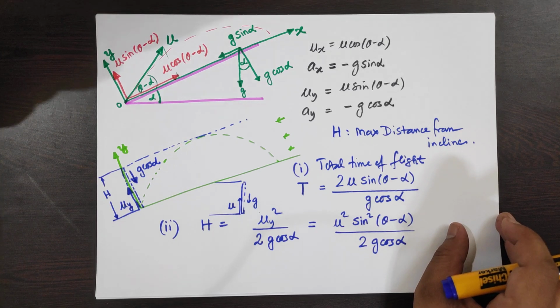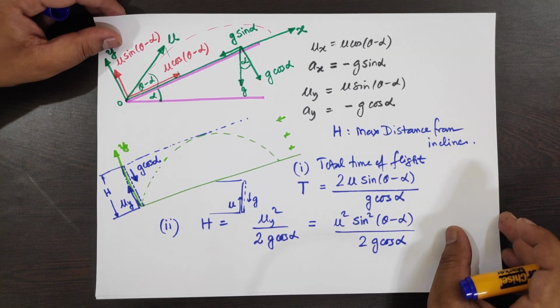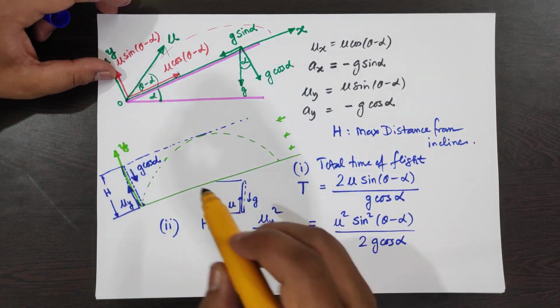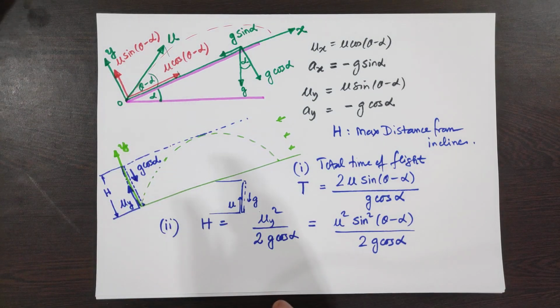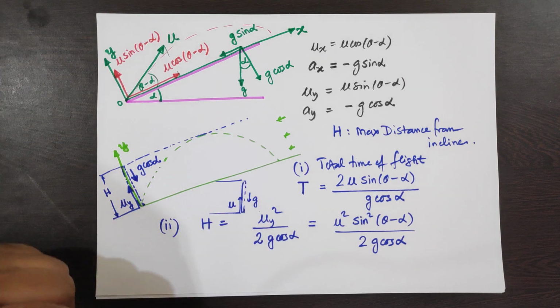Okay, now questions 1 and 2 are done. Next is the range of the projectile on the incline. For calculating the range, you have to look at the projection of the motion along the x-axis. Let's do it with this.